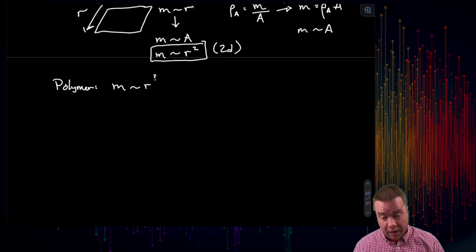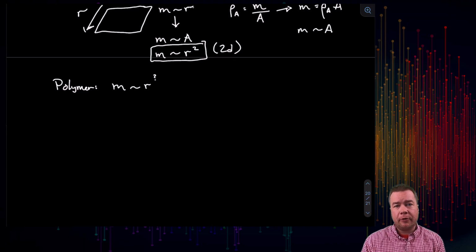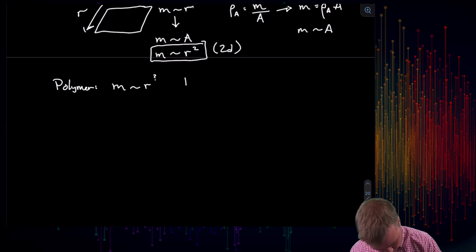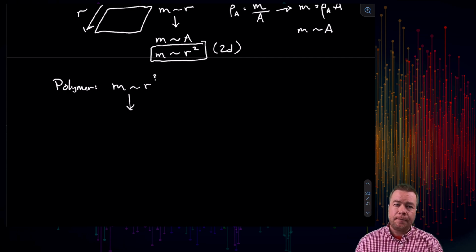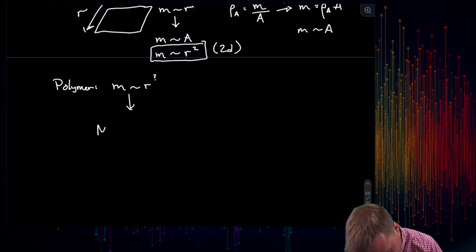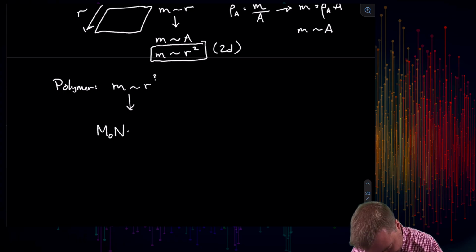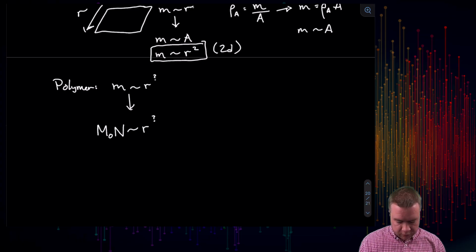Well, how would we do that? We'd have to figure out what the mass of the polymer is. So if we wanted to do this, we would approach it in a different way. What's the mass of a polymer? It's going to be the mass of a monomer multiplied by the number of monomers that we have, right? So let's say that the total mass is going to be the mass of the Kuhn monomer multiplied by the total number of monomers that I have. And this scales as R to the something, right?